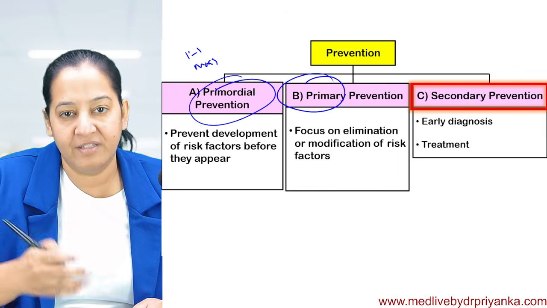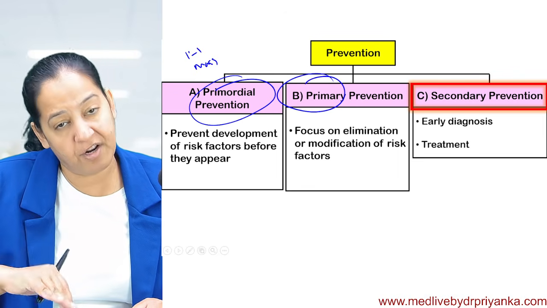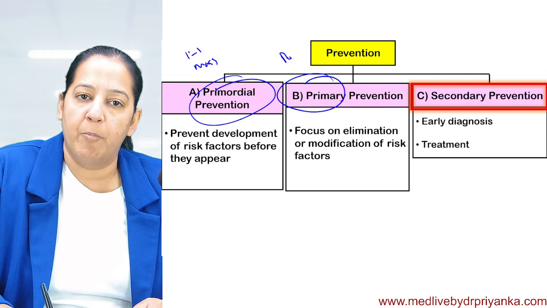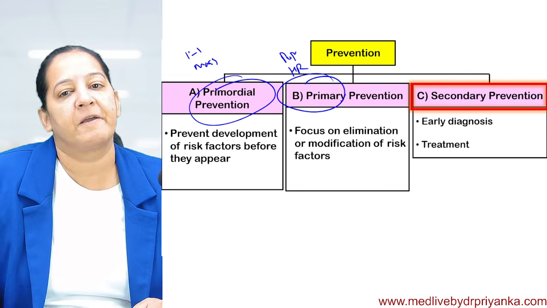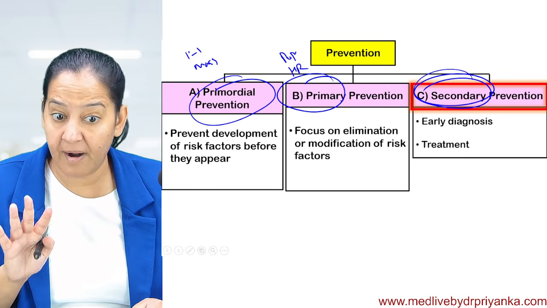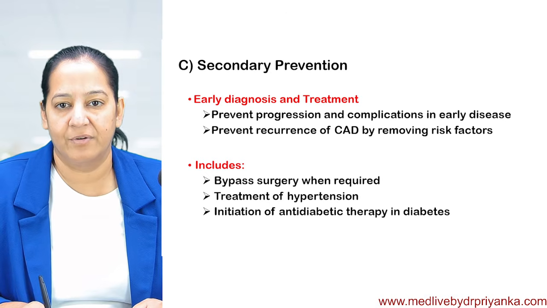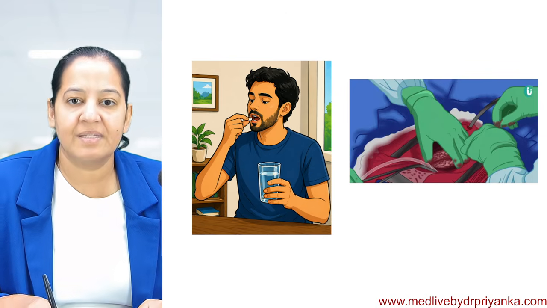Primary prevention: here the risk factor is present, but the disease is absent. We are taking the action after the risk factor, but before the disease. So here we have population strategy or high risk strategy. Finally, secondary prevention. The disease has already occurred, but the disease is in an early stage. So we will do early diagnosis and treatment.